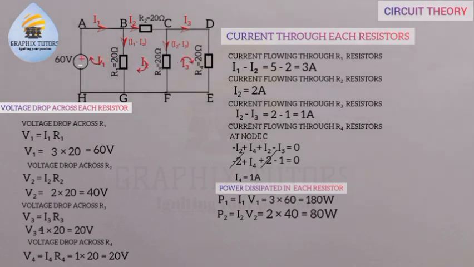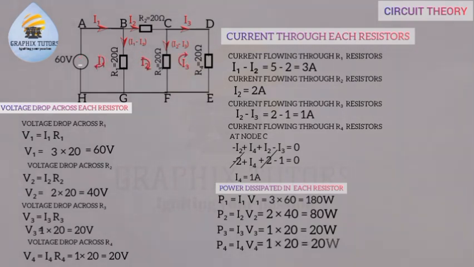So P3 will give us the same thing, I3 V3. The current flowing through the R3 ohm is I3, and the voltage drop there is given to be 20 volts. So 1 times 20 is 20 watts. Same as P4 equals I4 V4. The current flowing through the R4 resistor is I4, and the voltage drop of the R4 resistor is 20, and that will give us 1 times 20, that is 20 watts.